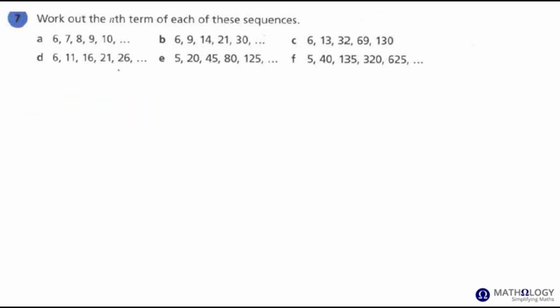Now, question 7, I'm going to leave as an exercise for you to do. All it says is work out the nth term of each of these sequences. It doesn't say anything about it being linear, quadratic, or cubic. You need to determine which of those sequences you are dealing with. So you're going to start with the first difference. If you have a common first difference, it's a linear sequence. If you don't have a common first difference, you check if there's a common second difference. If there's a common second difference, it's a quadratic sequence. If there isn't a common second difference, you check for a common third difference. If there's a common third difference, it's a cubic sequence. And then you can work out the nth term according to how we have done the previous questions.